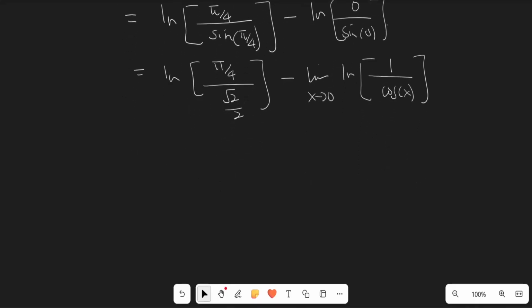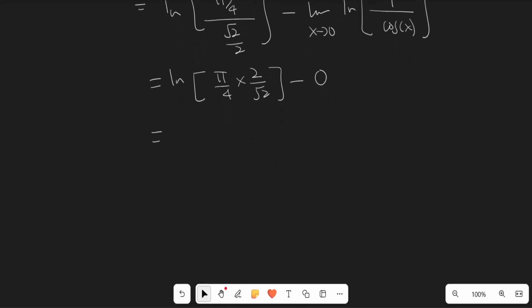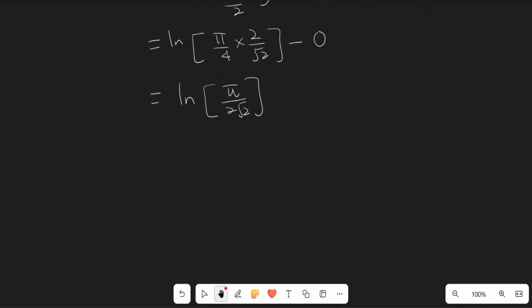So this one simplifies to something like this: natural logarithm of pi over 4 times 2 over square root of 2, minus, plug in the limit, you are going to get 1 over cosine of 0, which is 1. So 1 over 1 is 1, natural logarithm of 1 is 0. So the lower limit evaluates to 0. That becomes the natural logarithm of pi over 2 root of 2 minus 0, and that's it.